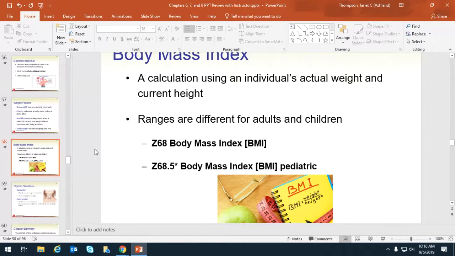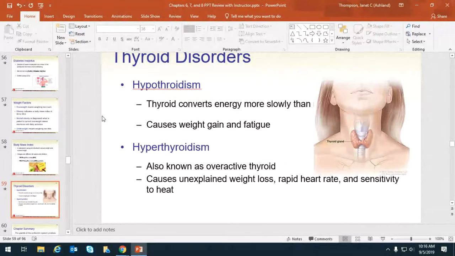And then hypo and hyperthyroidism both can have pretty extreme effects. Hypo means the thyroid is producing lower than normal, so this can cause weight gain or fatigue. Hyper means it's excessive, so it can cause weight loss, rapid heart rate. All right, that's our summary for the endocrine system.